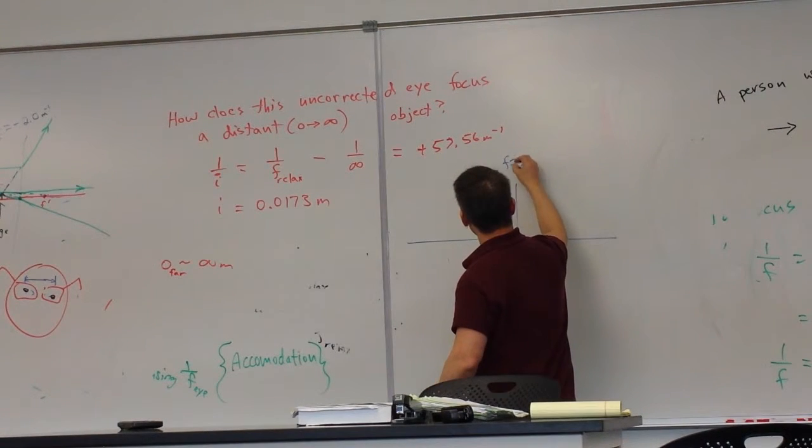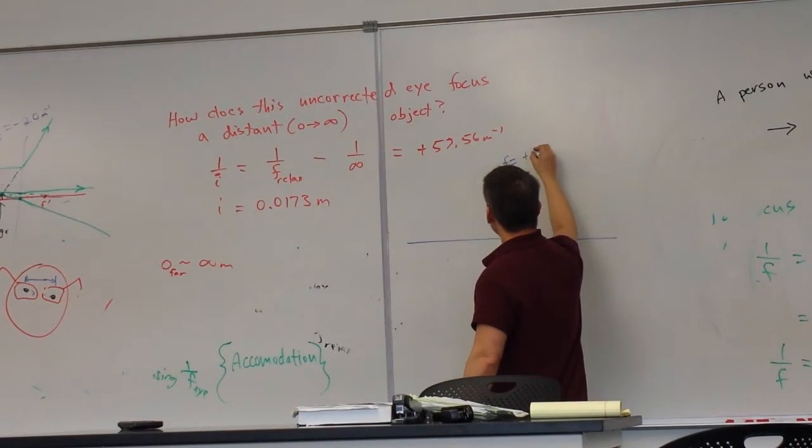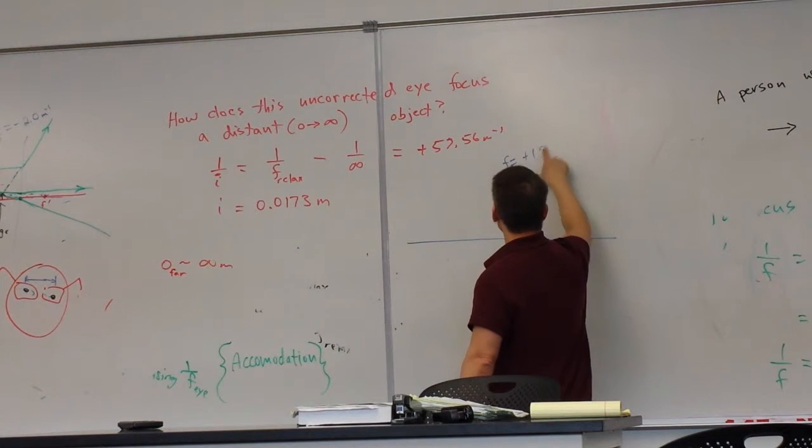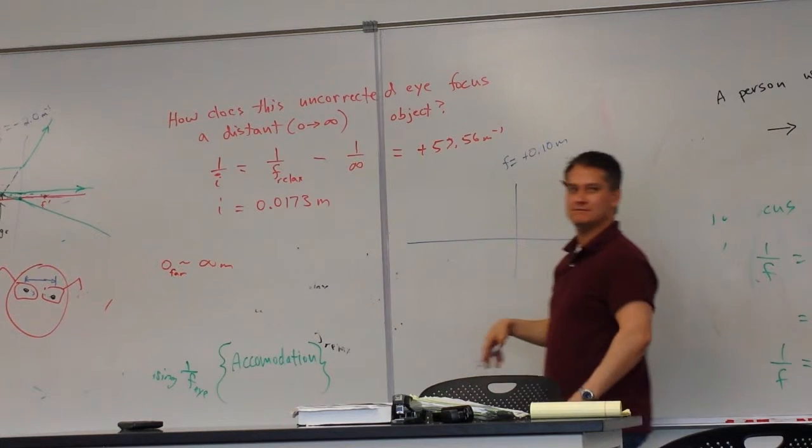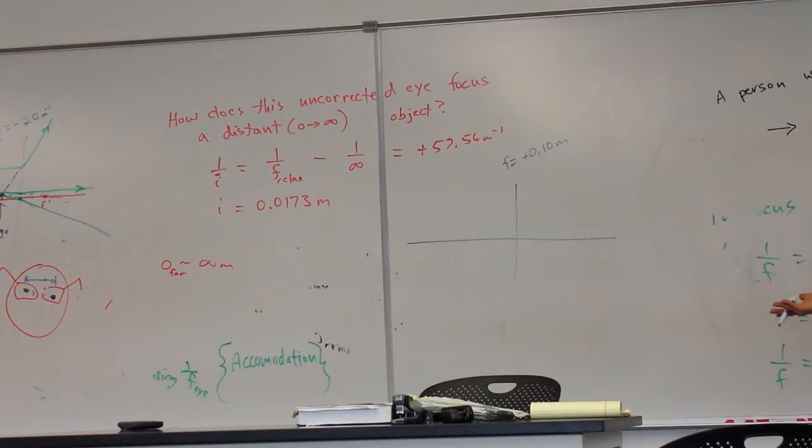So let's give a first lens with a positive value of, say, 0.10 meters. Okay, so that's a 10 diopter, a plus 10 diopter lens if you were wearing them.